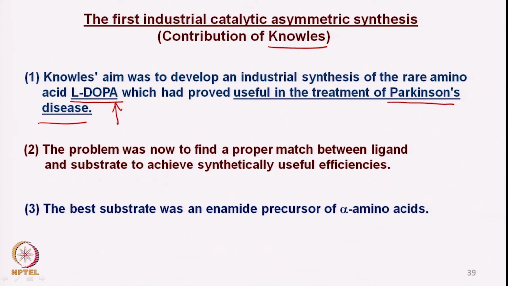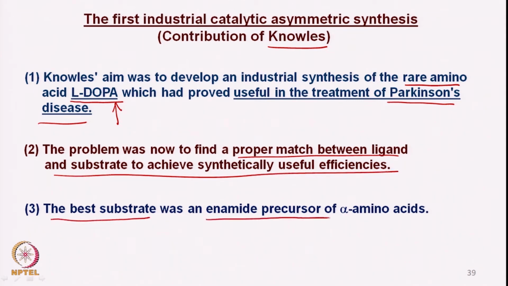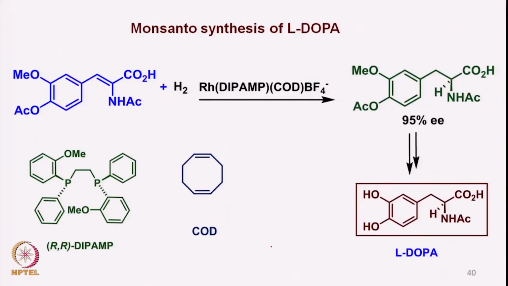So, the first industrial synthesis of this rare amino acid L-DOPA was actually done by the contribution of William Knowles, and basically he spent a lot of time to find a proper match between ligand and substrate to achieve synthetically useful efficiencies, and it was found that the best substrate was an enamide precursor that led to amino acids. So, hydrogenation of such molecules was the main purpose for William Knowles' work.